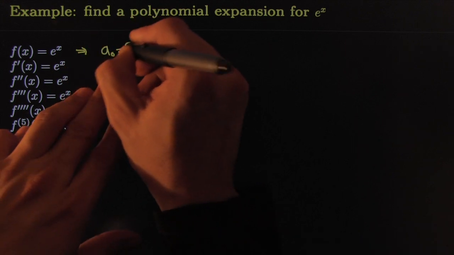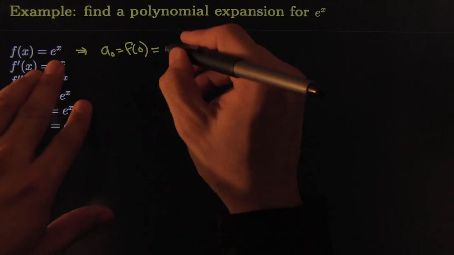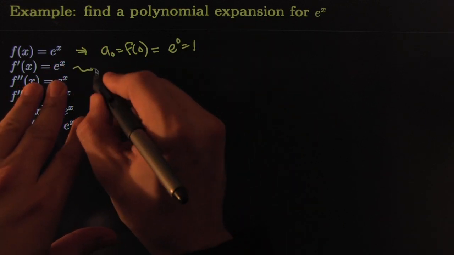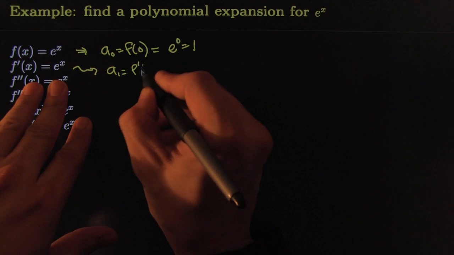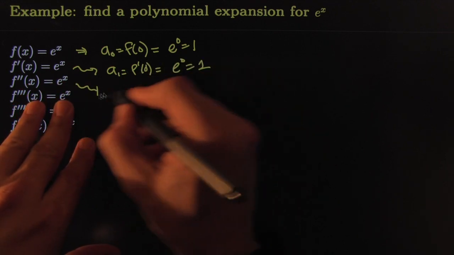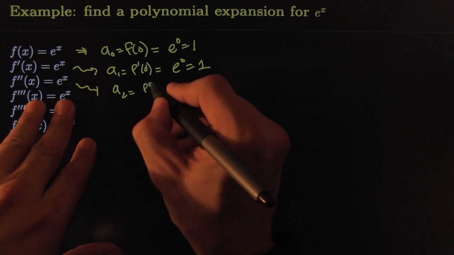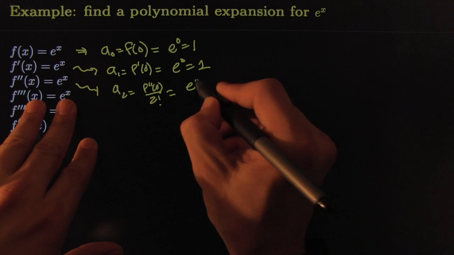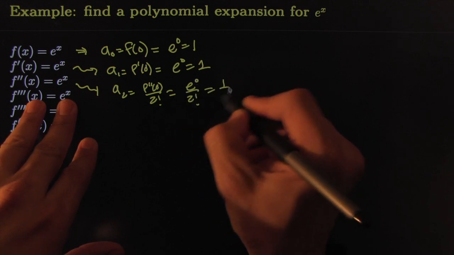So a naught is just f of 0, so that would be e to the 0, that's equal to 1. a1 is equal to f prime of 0, that would be e to the 0, that's equal to 1. a2 would be equal to f double prime of 0 divided by 2 factorial, that would be e to the 0 divided by 2 factorial, that would be equal to 1 over 2 factorial.